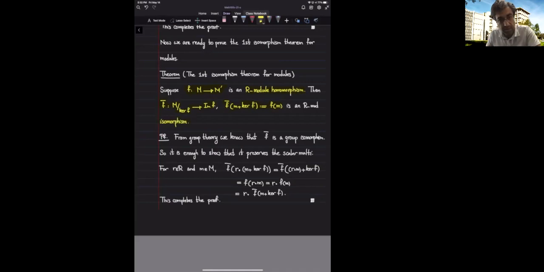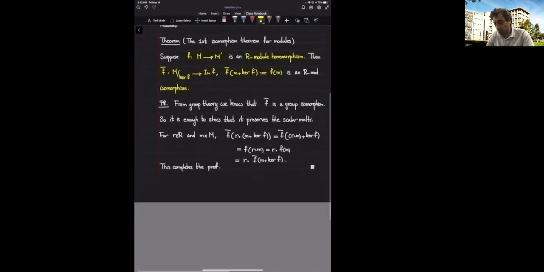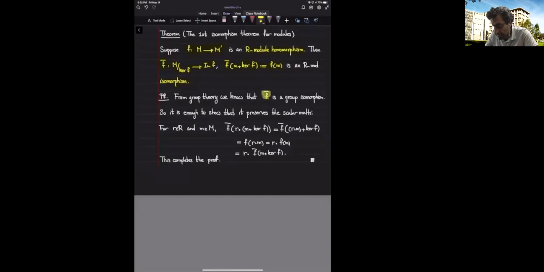So again, f bar of a coset that's represented by m is sent to the value of f at m. A priori, it might be unclear why it is well-defined, but we have already discussed it in groups, and therefore, from the group theory side, we can deduce that f bar is a group isomorphism because of the first isomorphism theorem for groups. And notice that f is an R module homomorphism, and therefore it is a group homomorphism. So using the first isomorphism theorem for groups, we deduce that this f bar is a well-defined group isomorphism.